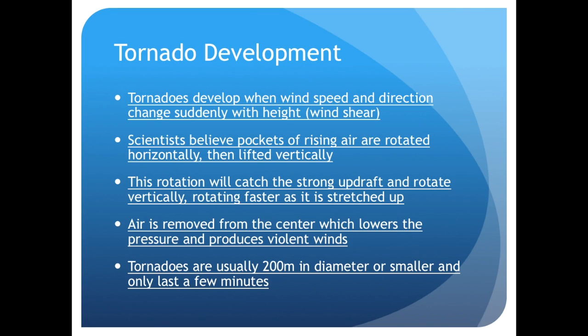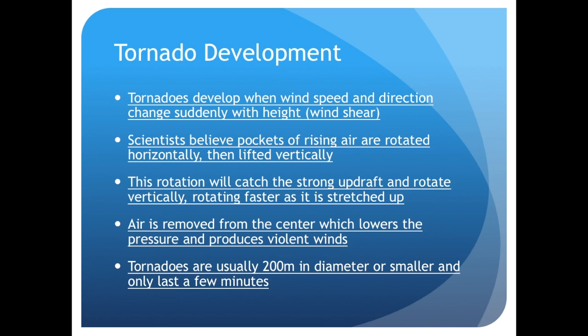So tornadoes develop when wind speed and direction rapidly change. With your height above the ground, if you have the winds moving slower along the surface and really fast higher in the atmosphere, it's going to create almost a rolling effect on the ground. Scientists think that what happens is this rolling column of air on the ground will be lifted by strong updrafts, and that'll cause the column to move vertically. Then air is removed from the center of it and creates a low pressure system, and then it's going to produce really violent winds.